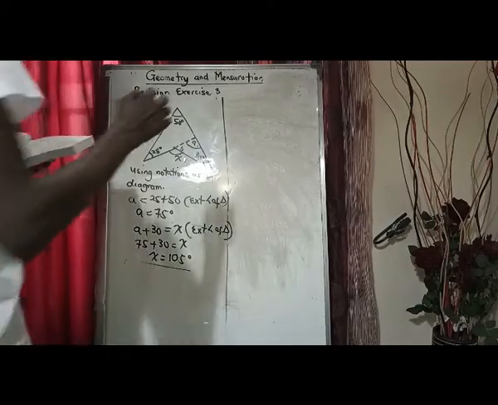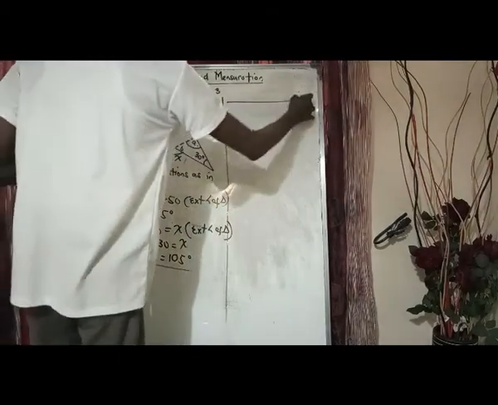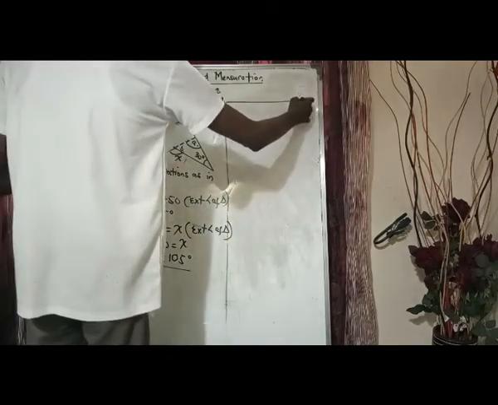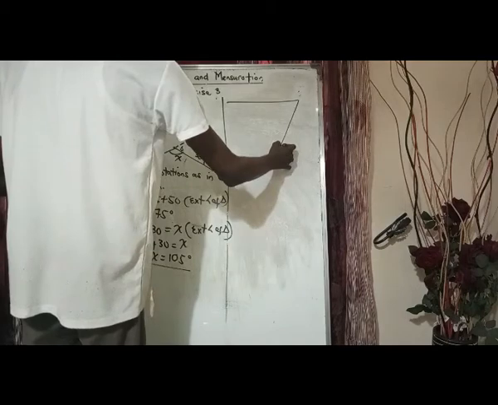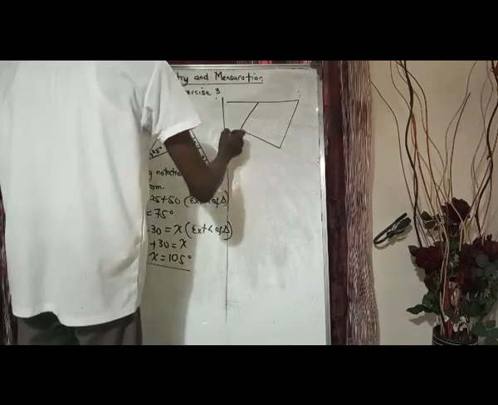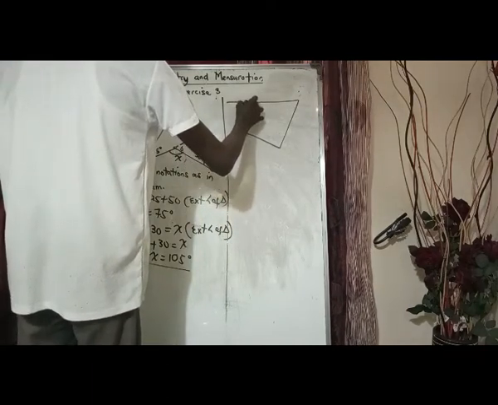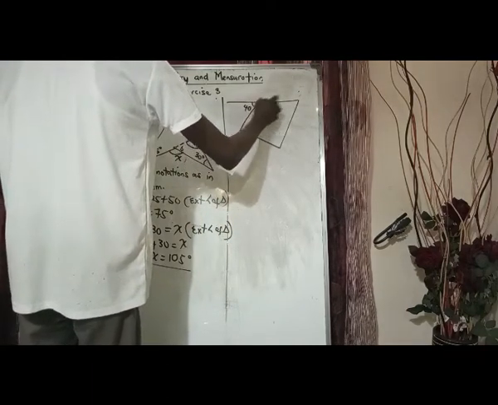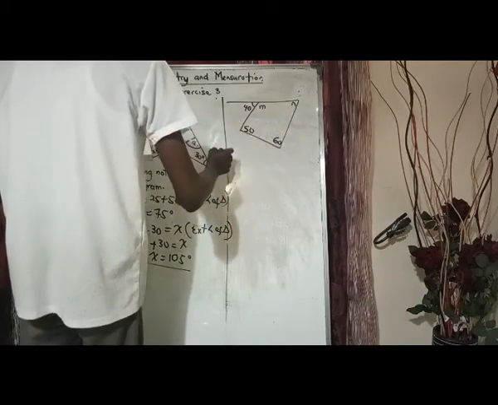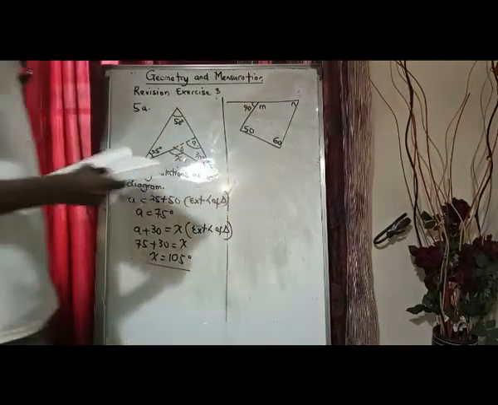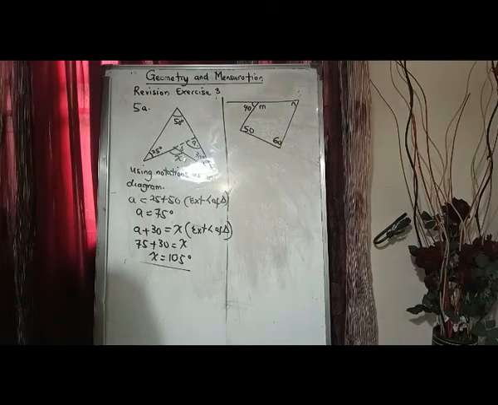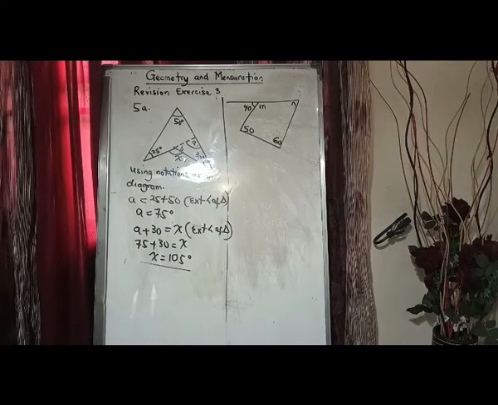So how do we draw 5B? Look at it. It's more like a 1, 2, 3, 4, a quadrilateral. M, N, 60, 50. All right, so those are the angles we have for that diagram. So how do we solve this one?